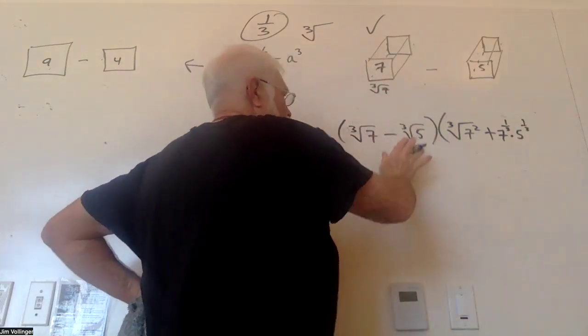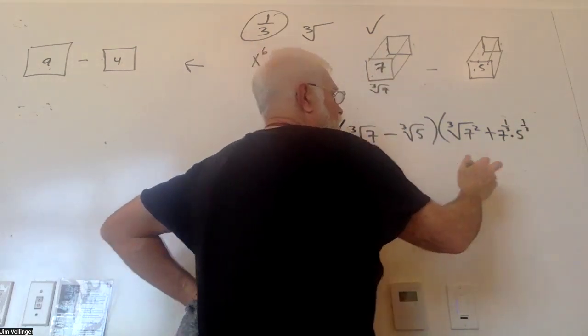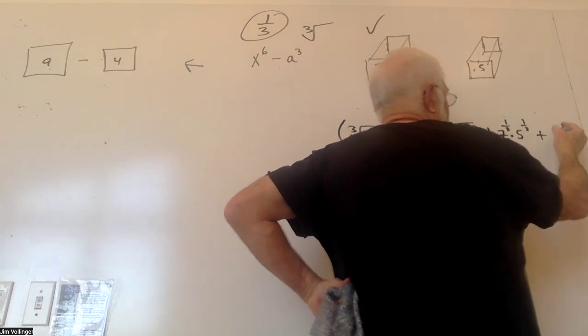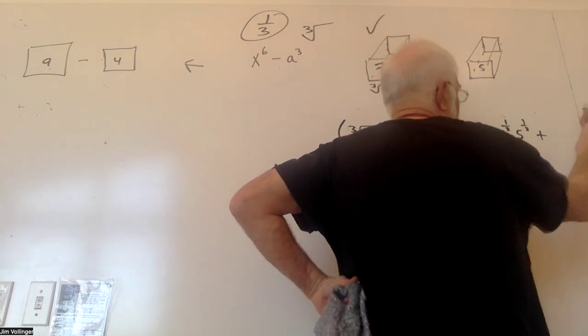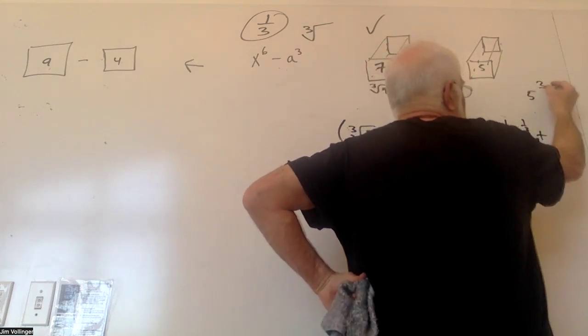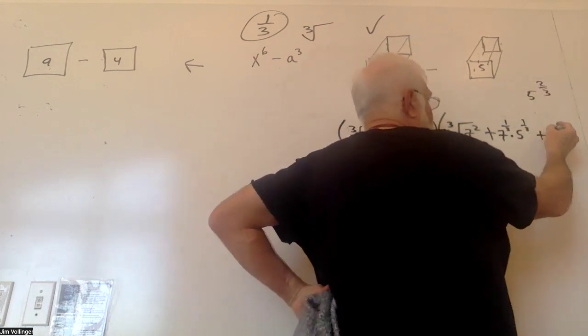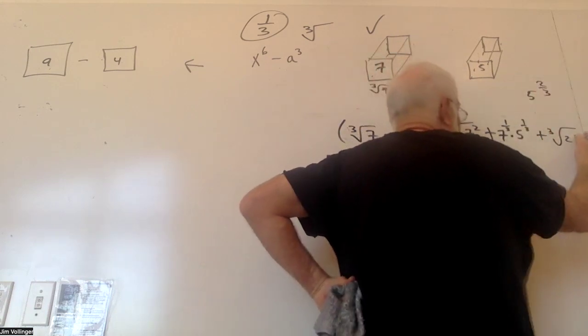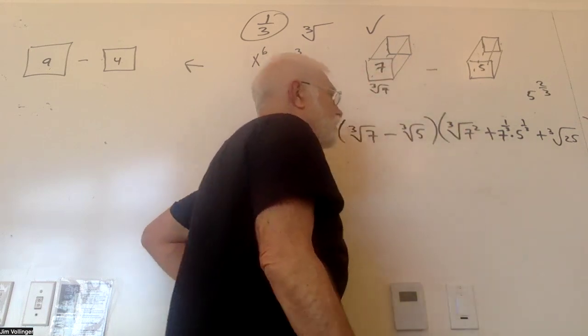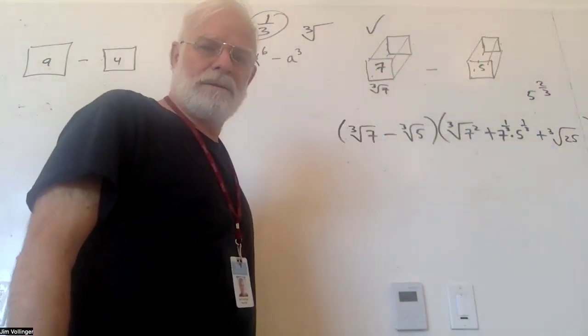Probably a cleaner way of doing this. And then this is going to be addition again of 5 to the 2/3. Let's look at that, 5 to the 2/3, right? Could have written it as the cube root of 25, for instance. Right, so there's no reason I can't do that.